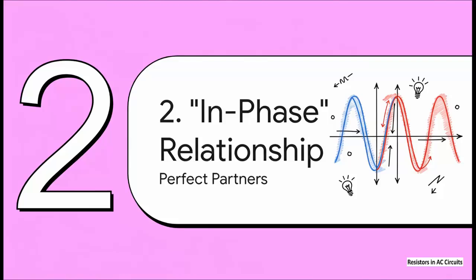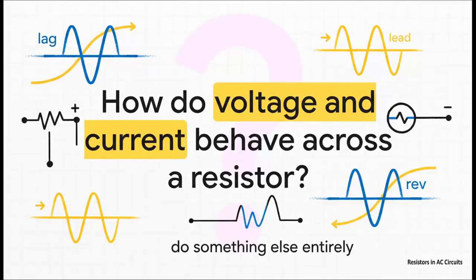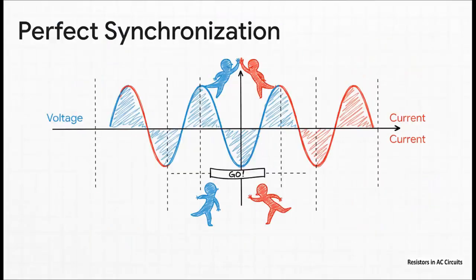Okay, so if the voltage is rising and falling in this nice, smooth sine wave, what in the world is the current doing? This is the big question, right? Does the current get left behind? Does it jump out ahead of the voltage? Or is it something else? And the answer is just beautifully simple.